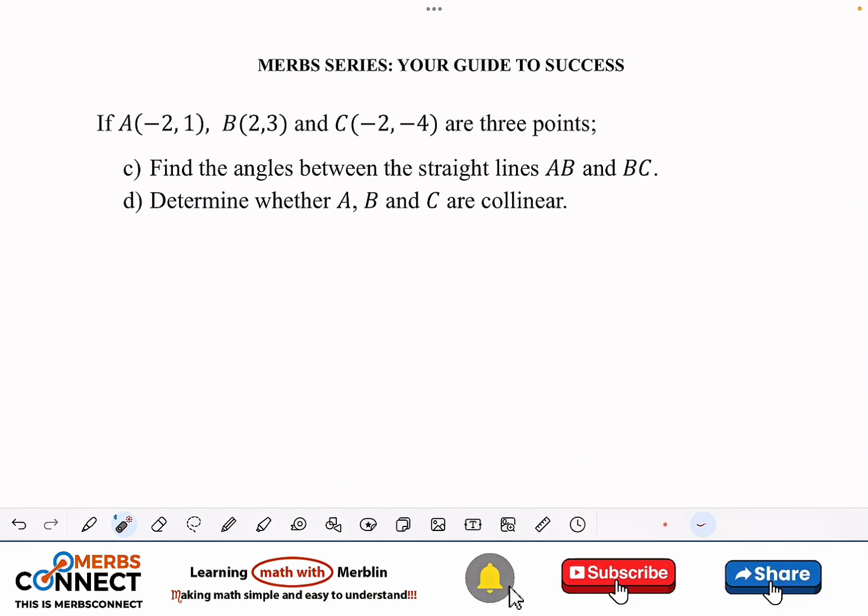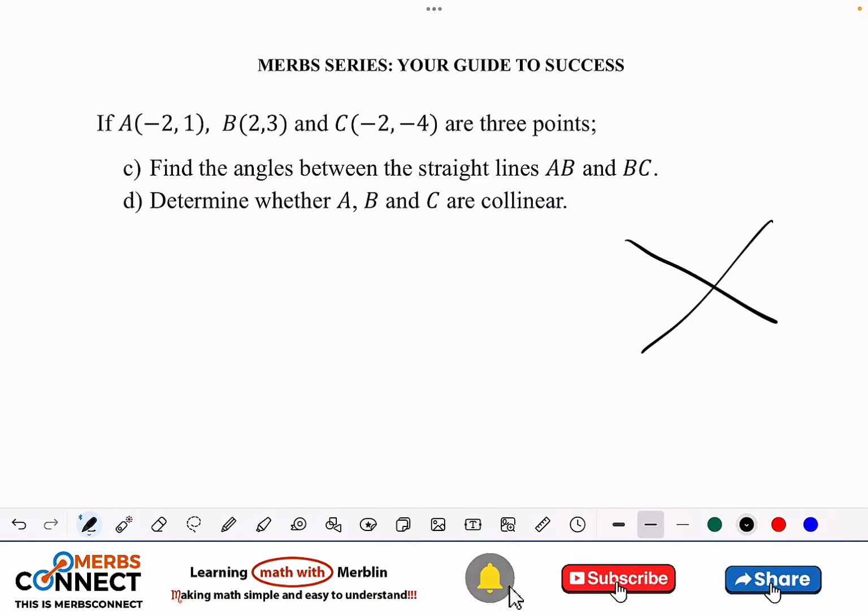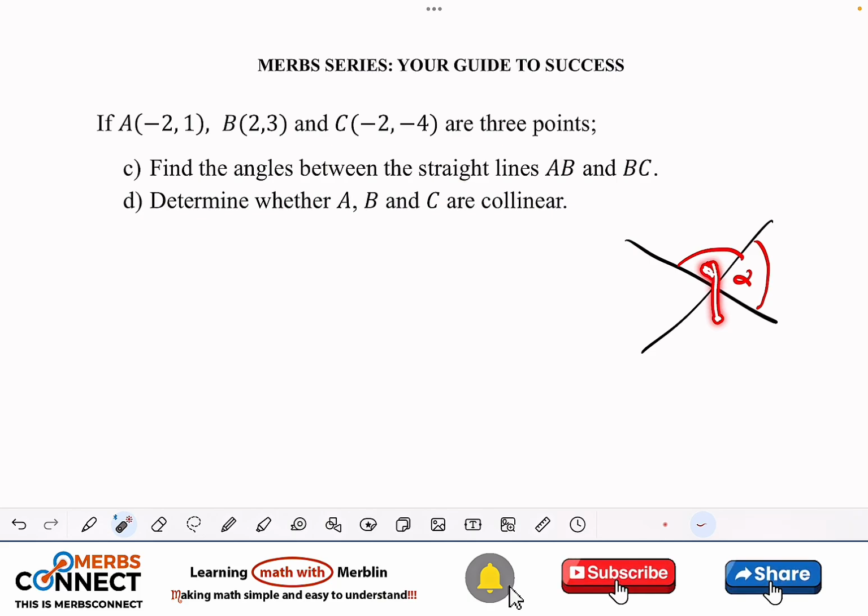Now, the last question here is, we have 3 points, and first we want to find the angle between the straight lines AB and BC. So that's what we just need to do. Now, let's assume that the thing is something like this. So it means that we are going to have 2 angles. One angle here, let's say theta, and another angle here, let's say alpha. Remember, this is the same as this because they are opposite to each other, and this one too is the same as this. So here we just need to find 2 angles.